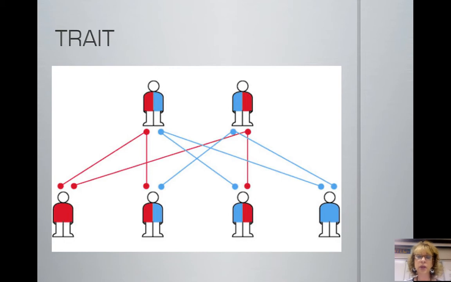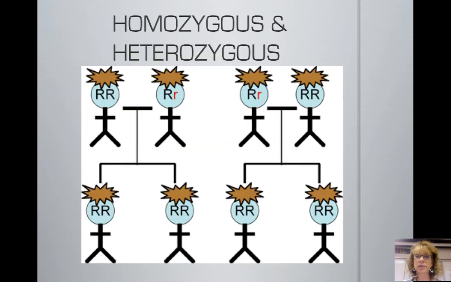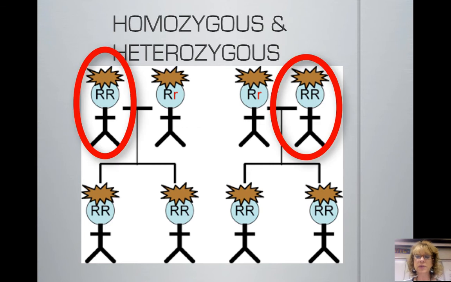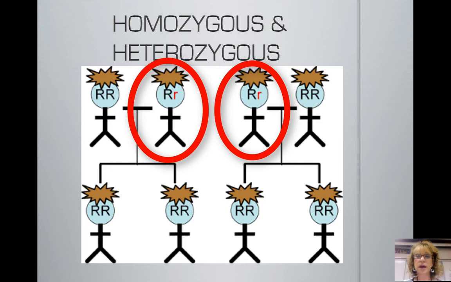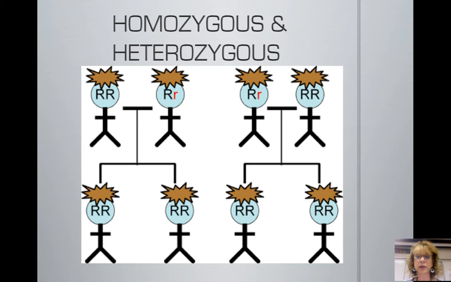A trait like eye color, skin color, or height is a characteristic that is passed from parents to offspring. An organism is homozygous when it has 2 copies of the same allele, for example, 2 blue eyes or 2 brown eyes. Heterozygous is when an organism has 2 different alleles for a single gene. For example, they may have 1 blue-eyed allele and 1 brown-eyed allele. In that case, if brown is dominant, they would have brown eyes.